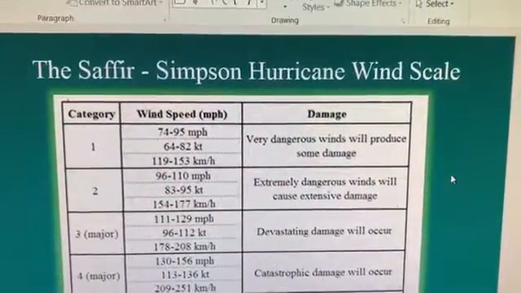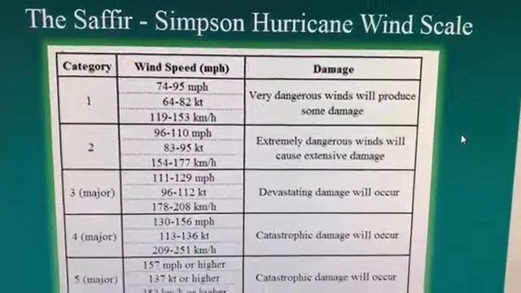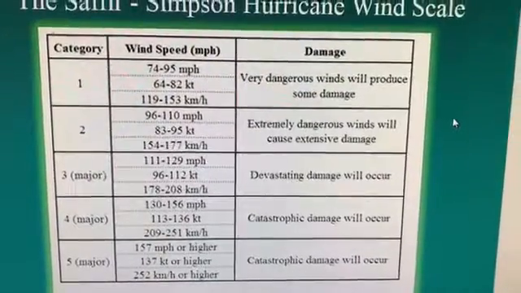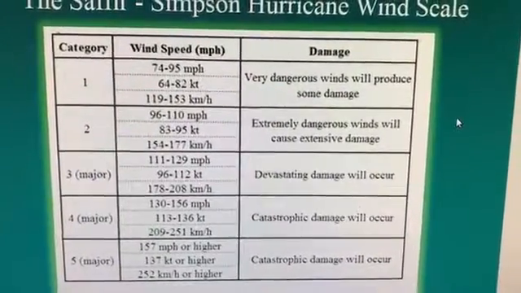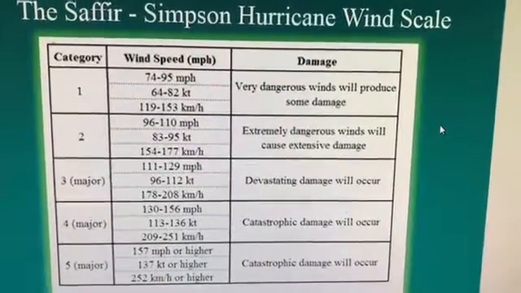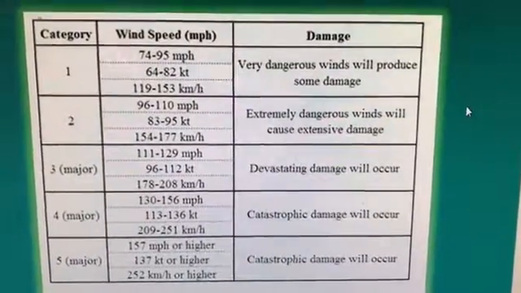This is the Saffir-Simpson hurricane wind scale table. It shows the category from 1 to 5. The major hurricanes start from 3, 4, 5. It shows the wind speed and the damage based on the wind scale.